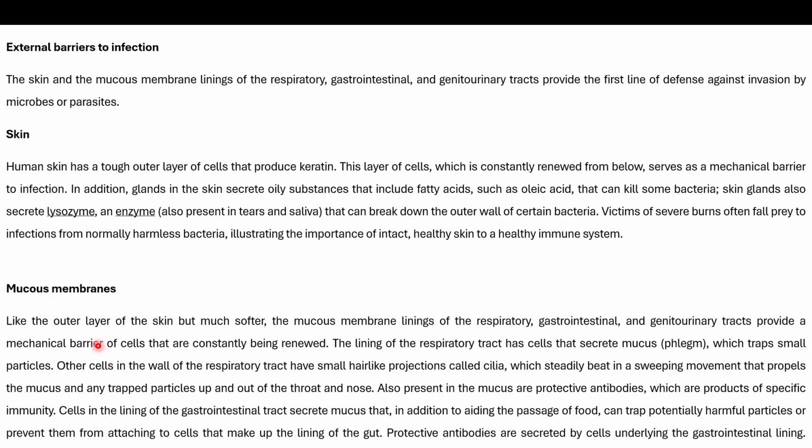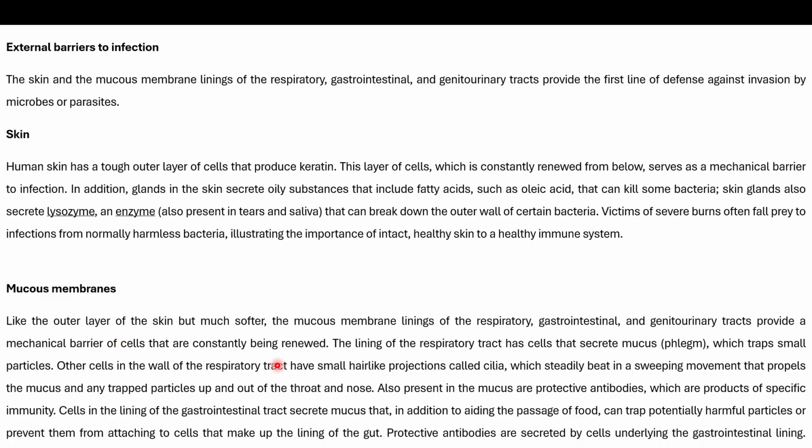Now, when we talk about mucous membranes, they are like the outer layer of the skin, but these membranes are very much softer. It lines the respiratory, gastrointestinal, and genitourinary tracts and provides a mechanical barrier. The cells that line these tracts are constantly renewed.